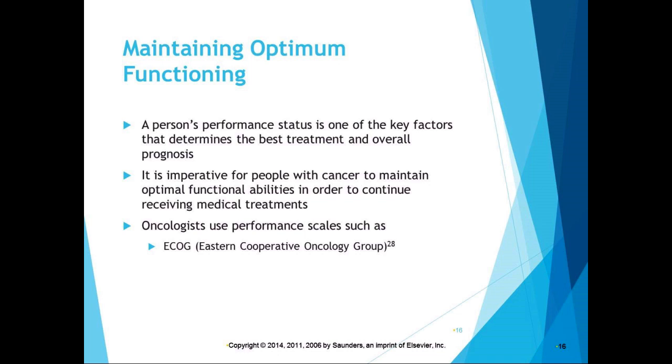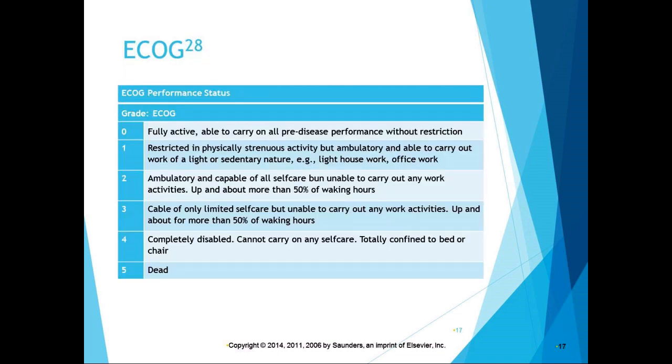Oncologists use different performance scales, such as the Eastern Cooperative Oncology Group scale. The ECOG is just one example. Basically, they grade the person's performance status from 0 to 5, 0 being fully active, able to carry on all pre-disease performance without restriction, and 5 is dead. So you can see the in-between categories there. So that is one of the ways that they classify someone's performance status. There are definitely other outcome measures that oncologists will use to classify performance status.